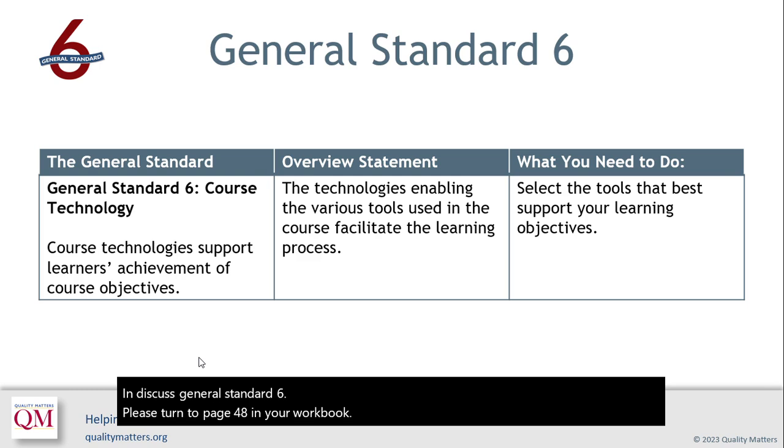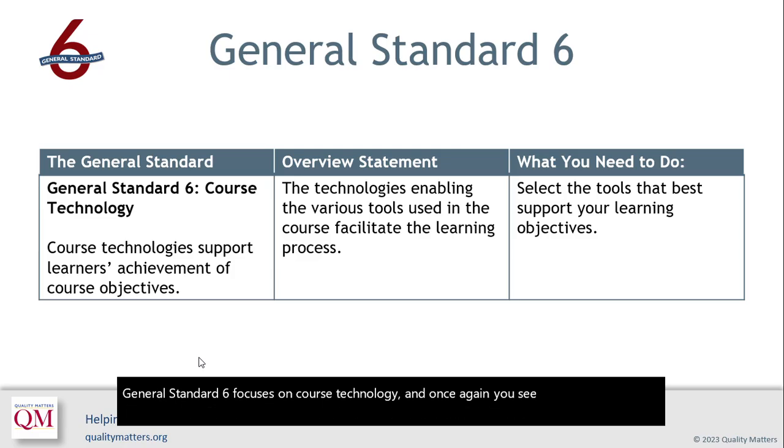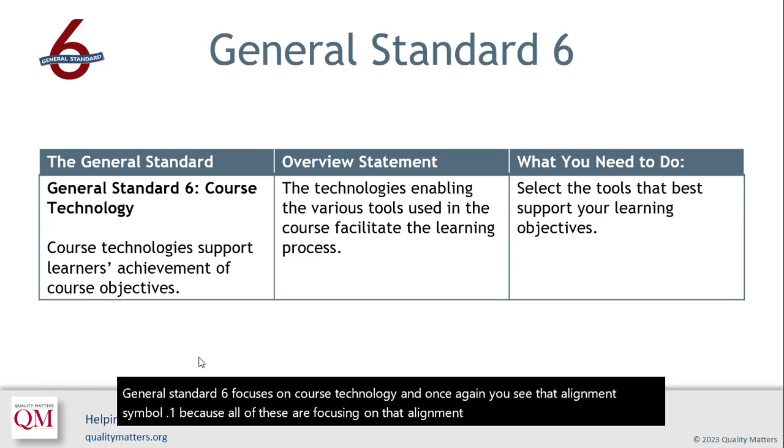General Standard 6 focuses on course technology, and once again, you see that alignment symbol for 6.1, because all of these are focusing on that alignment like we just discussed. General Standard 6 says that course technologies support learner achievement of course objectives. So we want to be very mindful that the course technologies we are using support learning. But we'll dive into that.